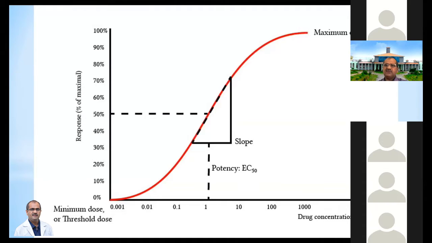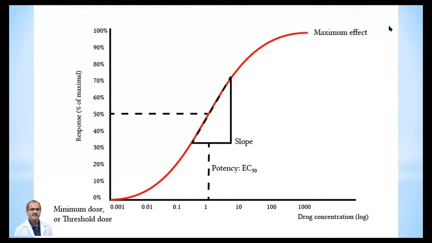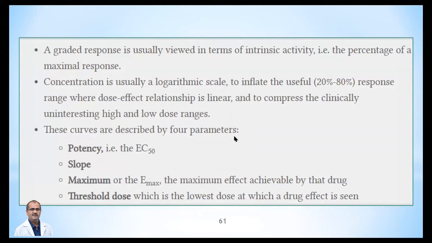So that's the effective concentration 50. Then a graded response is usually viewed in terms of intrinsic activity, that is the percentage of a maximal response. That's known as the intrinsic activity of a drug. It means whenever the drug is administered to an animal or a tissue, there will be a response. That is known as the tissue having some intrinsic activity.